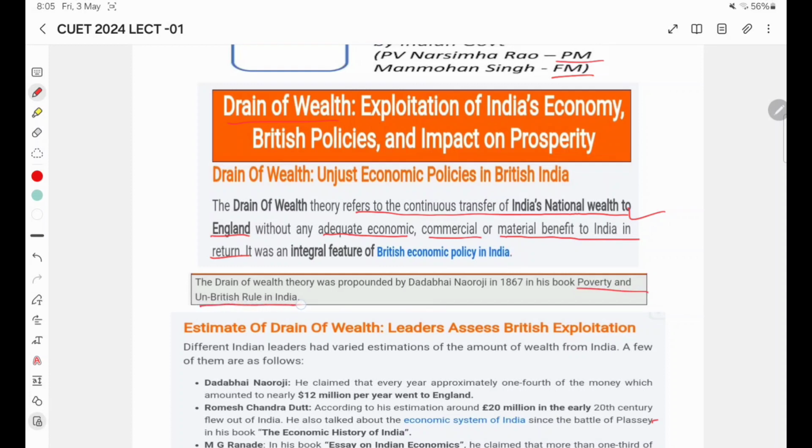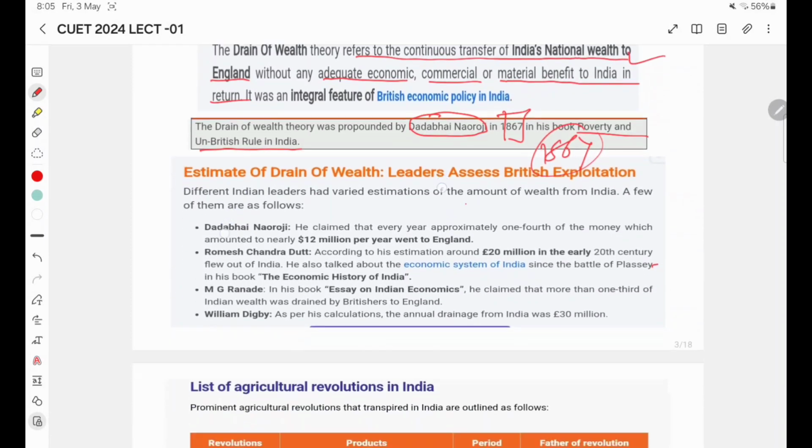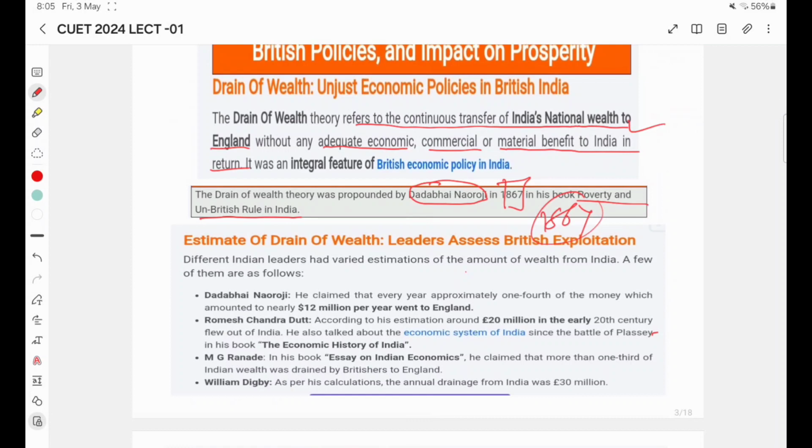Poverty and Un-British Rule in India was written by Dadabhai Naoroji, and this book was published in the year 1867. So different economists studied how the drain of wealth happened during the British period. Dadabhai Naoroji, Ramesh Chandra Dutt, M.G. Ranade, William Digby, all these economists analyzed how the drain of wealth happened during that British exploitation period.